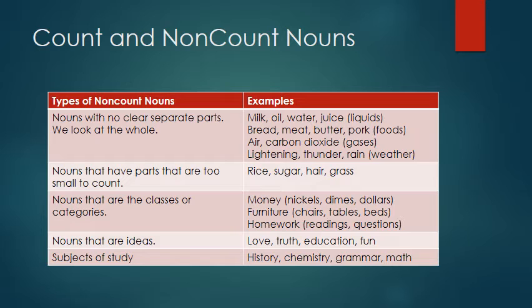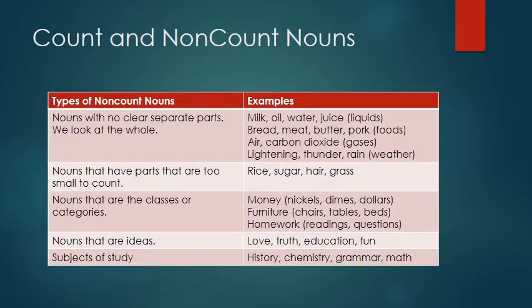The next one is gases. We can't cut this up. Air, carbon dioxide, we can't talk about the pieces of them. And then we have these things in weather like lightning or thunder or rain. These are not things that have very clear separate pieces.